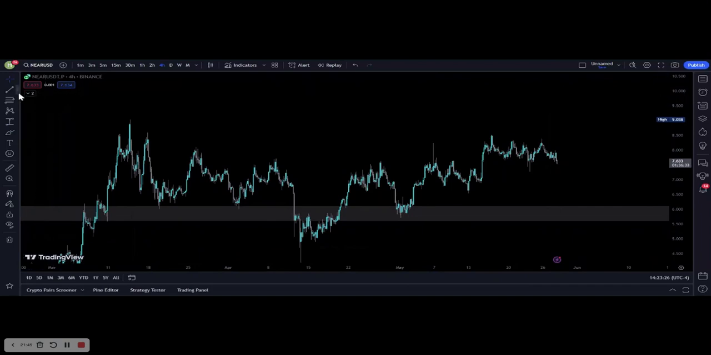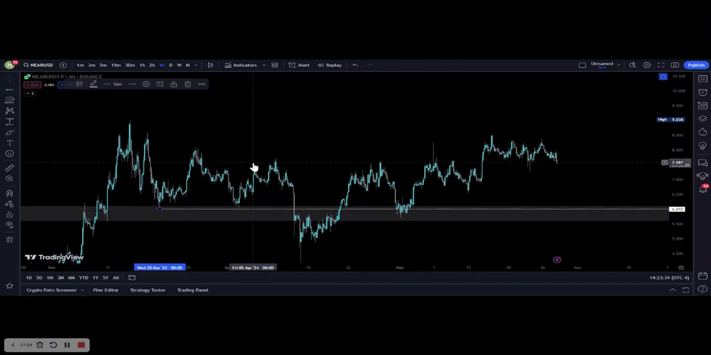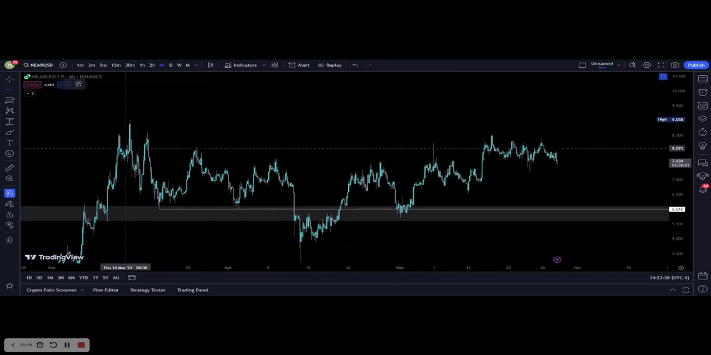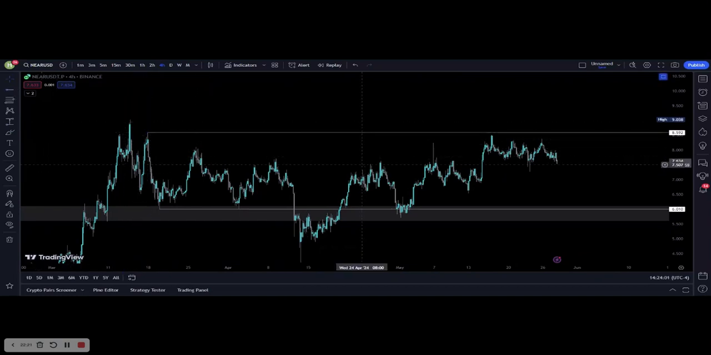I have a question for you guys. Do you guys see any range formed here on the 4 hour? You have seen enough examples to tell if you see any range or not. This will remain my range low, and this will be my range high, right?